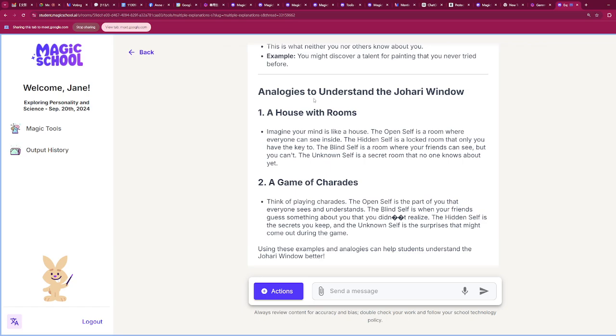It also provides analogies to understand the Johari window. A house with rooms. So here this is also a scaffolding support to help students better understand the concept. Using a house with rooms.